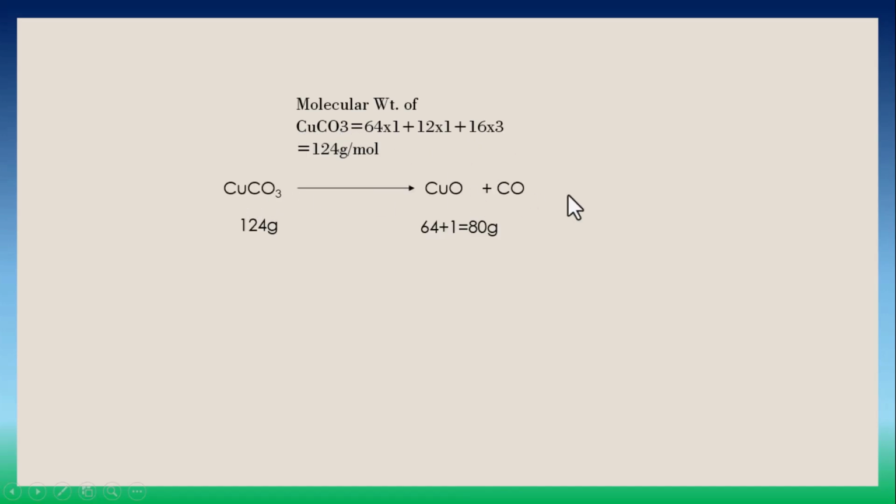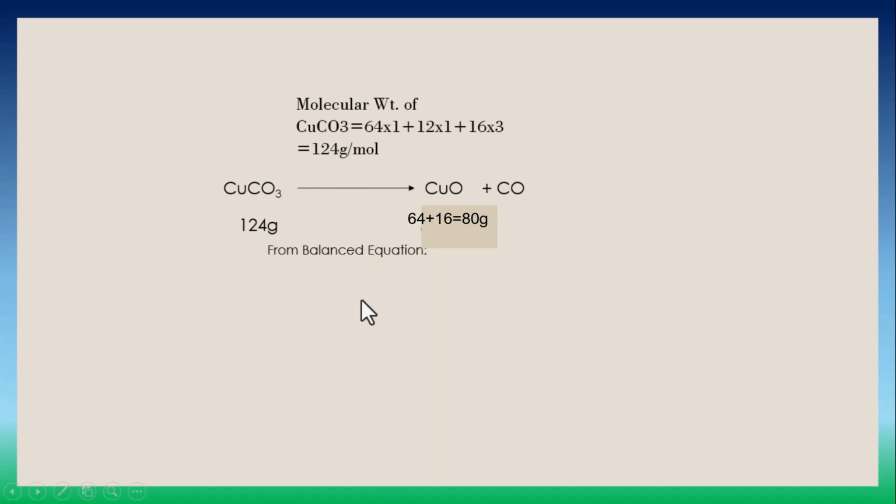But first, let's calculate the molecular weight of copper carbonate. And that's pretty easy. Atomic weight of copper is 64 and it has only one atom, and that of carbon is 12. For oxygen, it's 16 multiplied with 3 because there are 3 oxygen atoms in copper carbonate. So this is the actual reaction. The formula weight of copper carbonate is 124 gram and that of copper oxide is 80 gram. We are concerned only with these two species.